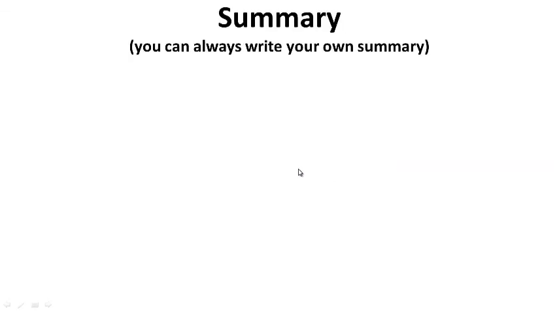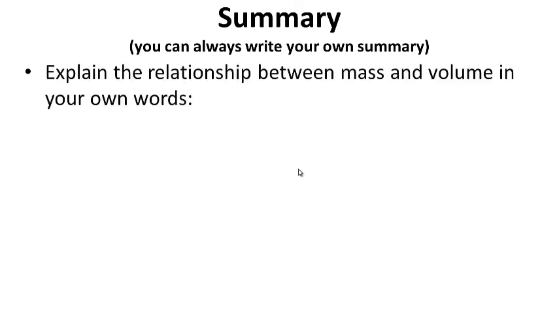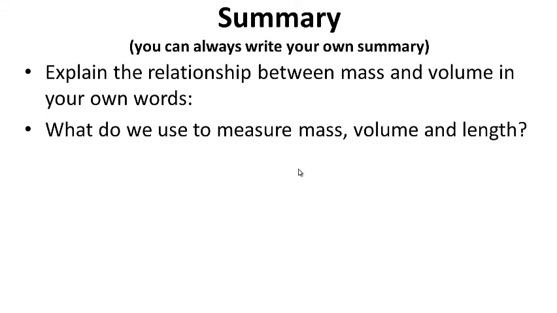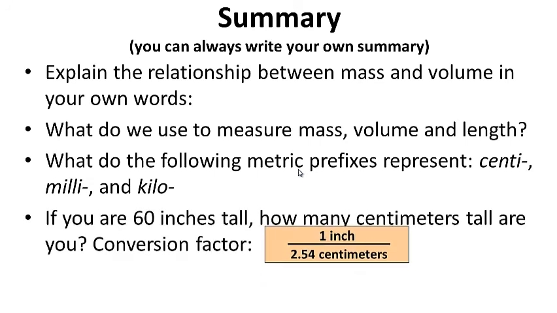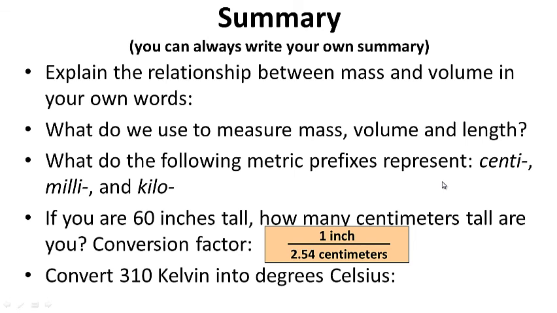So, summary. You can always write your own, or you can do mine. Explain the relationship of mass and volume in your own words. What do we use to measure mass, volume, and length? What do the following metric prefixes represent? Centi, milli, and kilo. If you're 60 inches tall, how many centimeters tall are you? Here's your conversion factor. Convert 310 Kelvin into degrees Celsius. Go ahead and pause this while you do your summary. We'll see you next time for day 4.